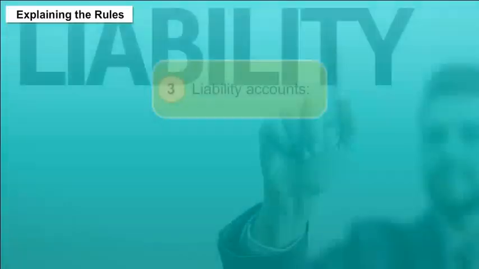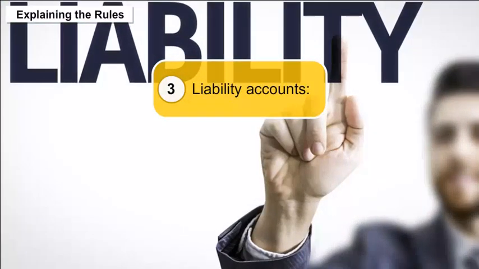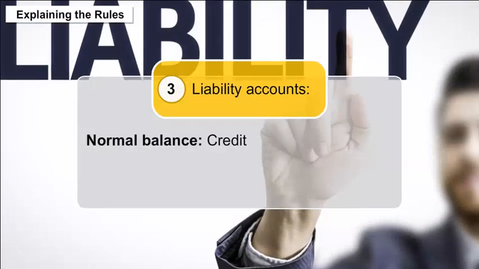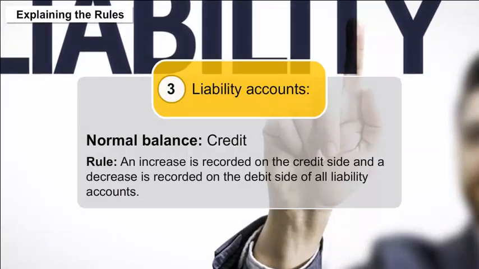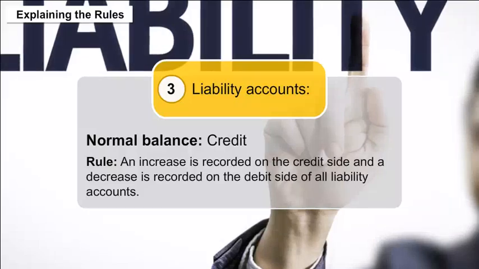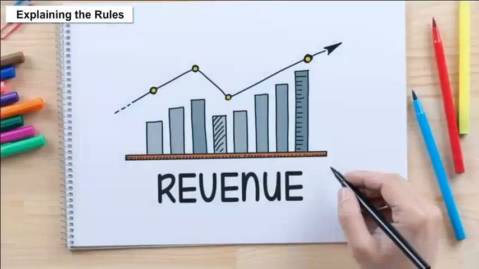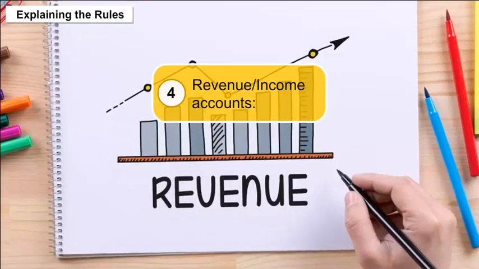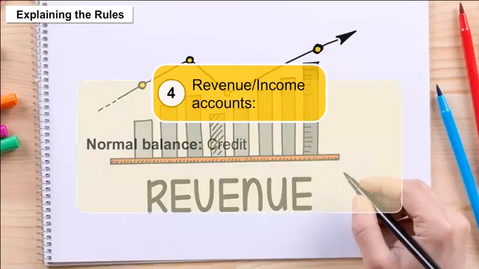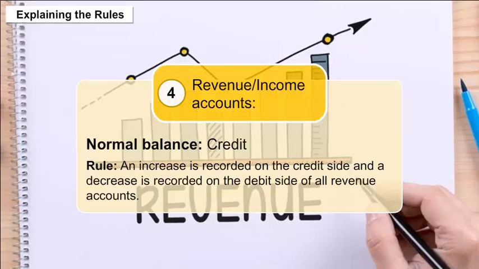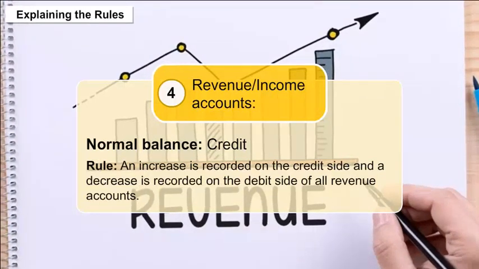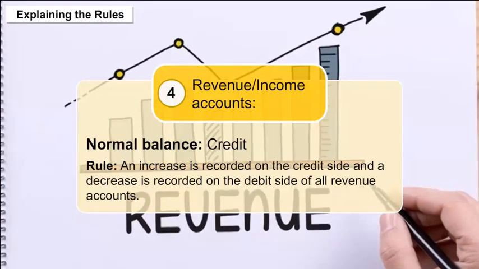3. Liability accounts, normal balance, credit. Rule: an increase is recorded on the credit side and a decrease is recorded on the debit side of all liability accounts. 4. Revenue or income accounts, normal balance, credit. Rule: an increase is recorded on the credit side and a decrease is recorded on the debit side of all revenue accounts.